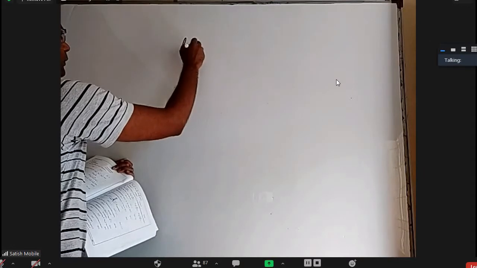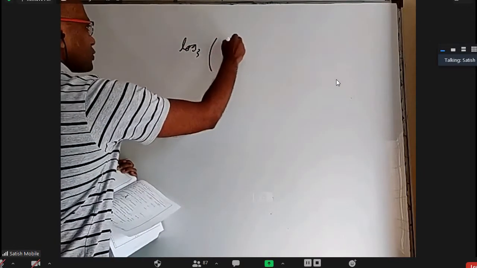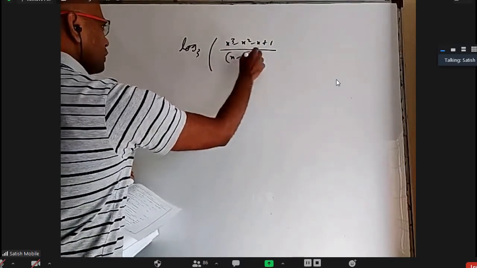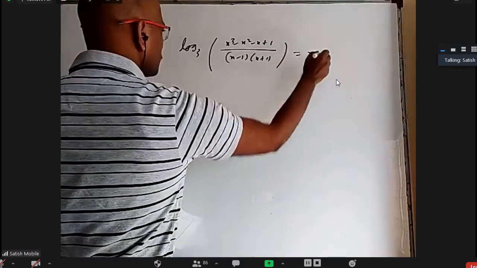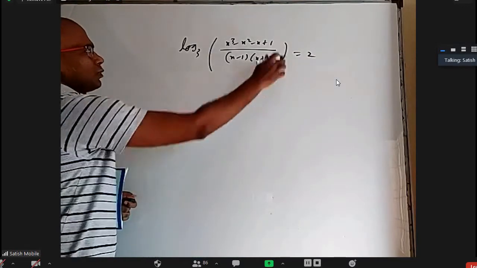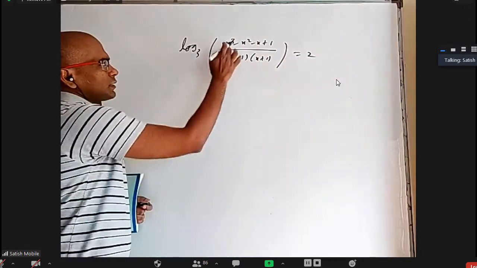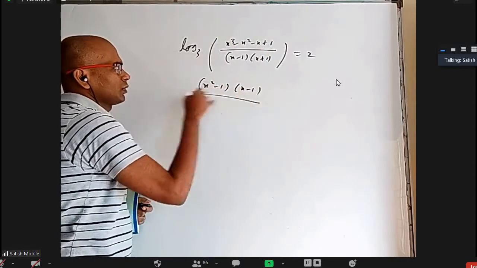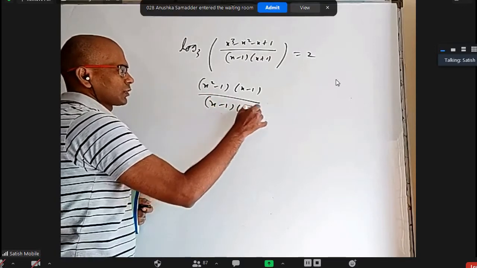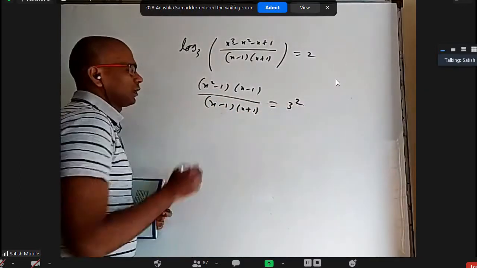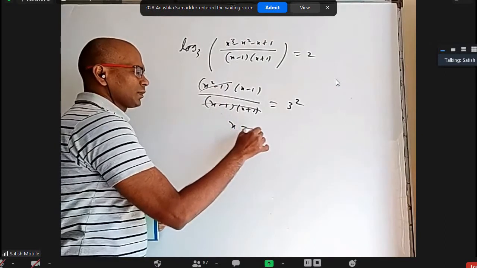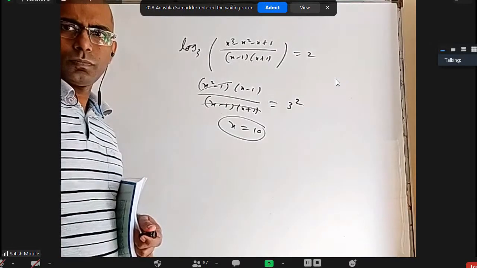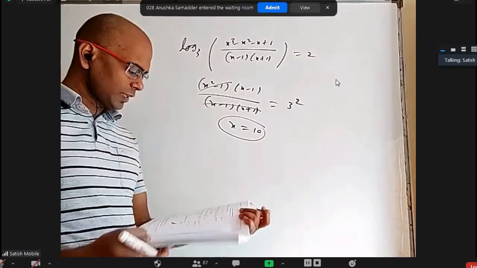Okay, log base 3 of (x cube minus x square minus x plus 1) by ((x minus 1) into (x plus 1)) whole thing equal to 2. Okay, 3 will go that side, and this numerator, if I factorize it, I can take x square common, minus 1 common, I'll get (x square minus 1) into (x minus 1) by (x minus 1) into (x plus 1) equal to 3 square. This and this are same. X equal to 10 coming, not 8. 9 plus 1. All right. You can substitute 10 back and check also.